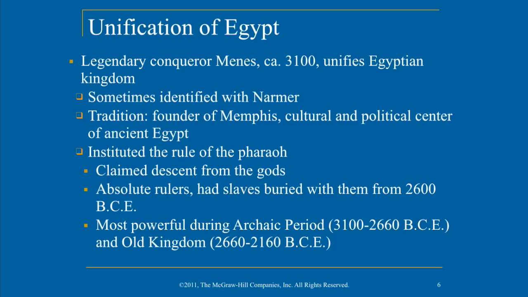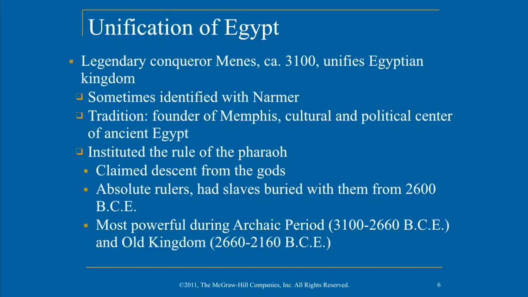There's a unification of Egypt. The legendary conqueror Menes, around 3100, unifies the Egyptian kingdom. He gets all the Egyptian cities under his control. He's sometimes identified with Narmer. It's kind of unclear what exactly they are and who they are and which one did a lot of the same things. The tradition is he's the founder of Memphis, and it becomes the cultural and political center of ancient Egypt. Memphis, before Cairo, was the original capital of Egypt back during this time.